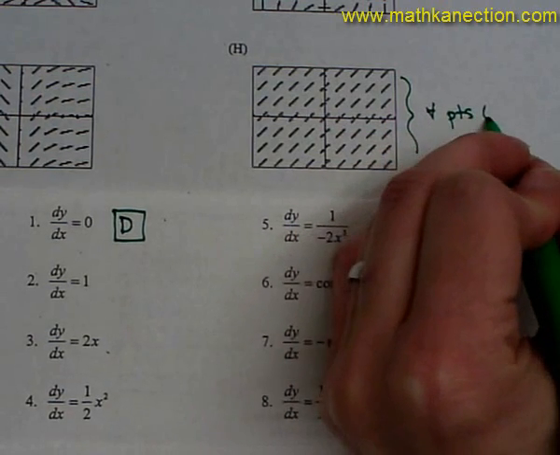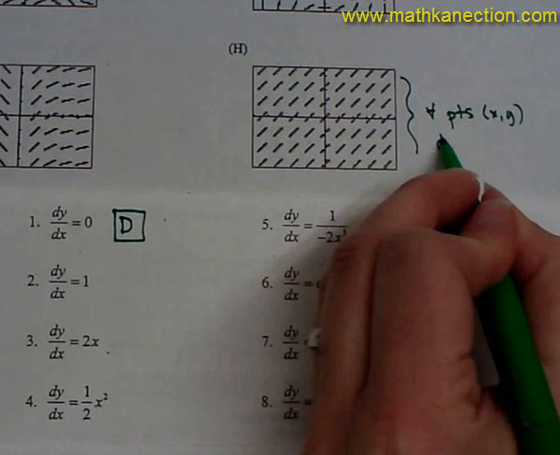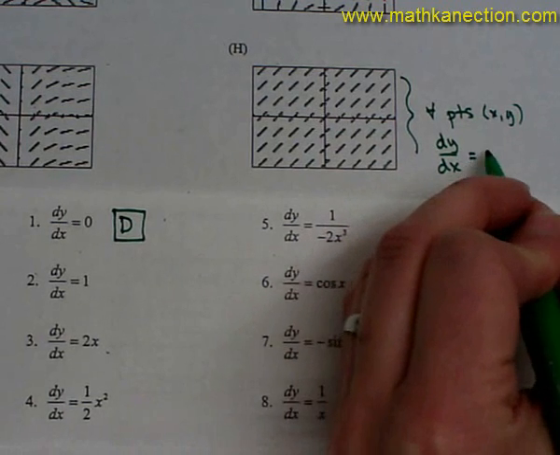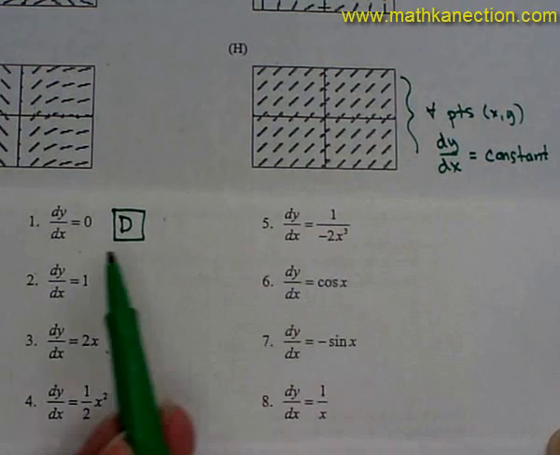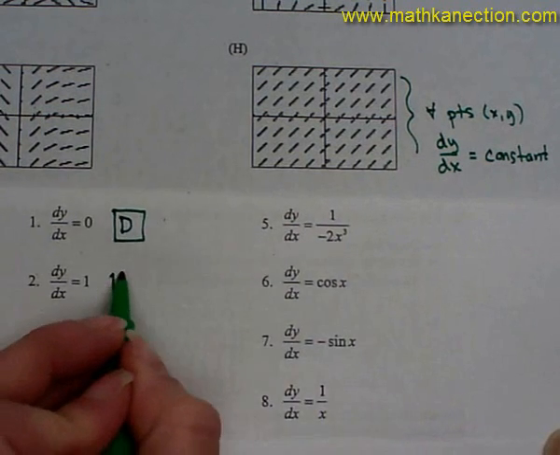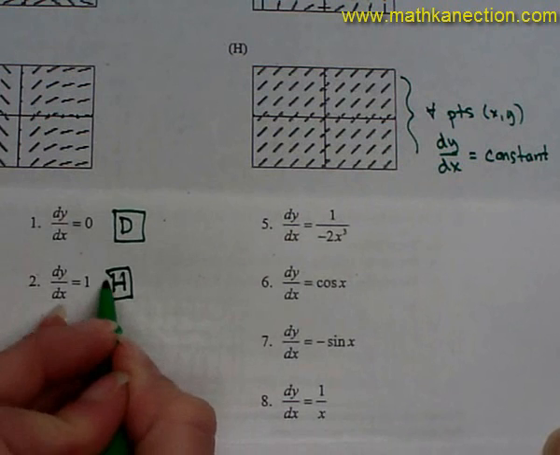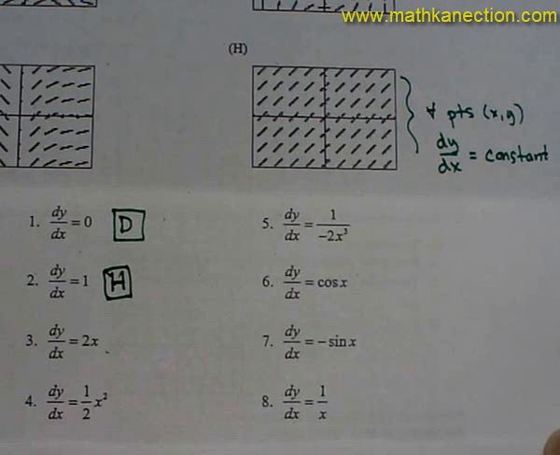Letter H, we can see that for all the points x and y, dy dx is equal to some constant, some positive slope. And the only one that's always the same is number 2, so that's letter H. dy dx is always equal to 1, so that's letter H.